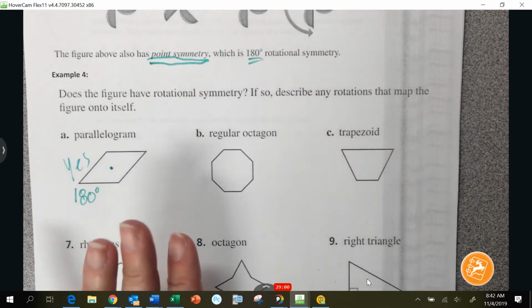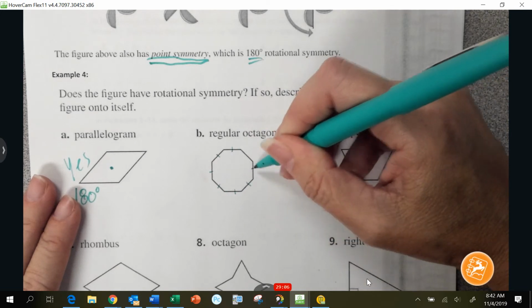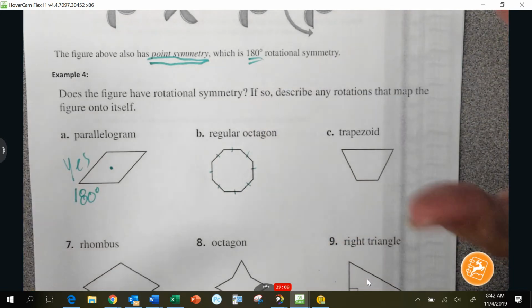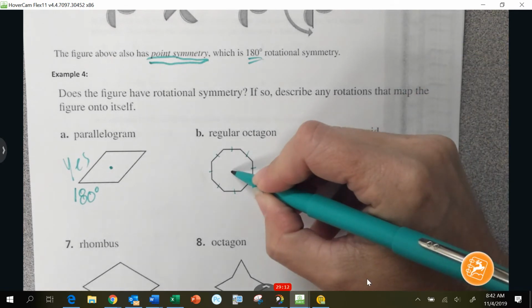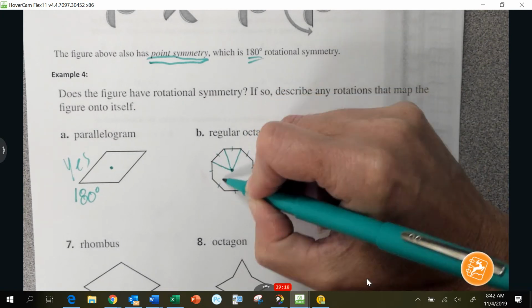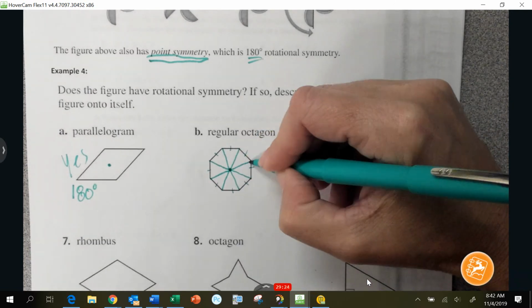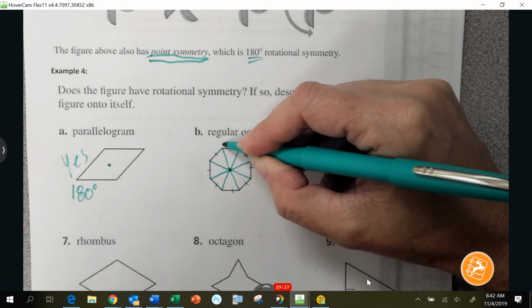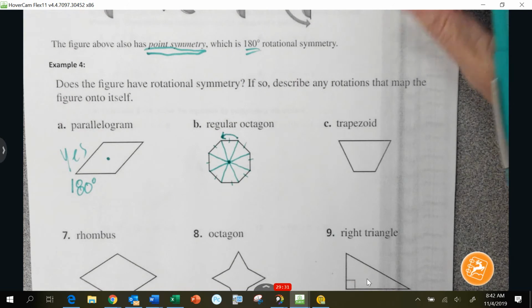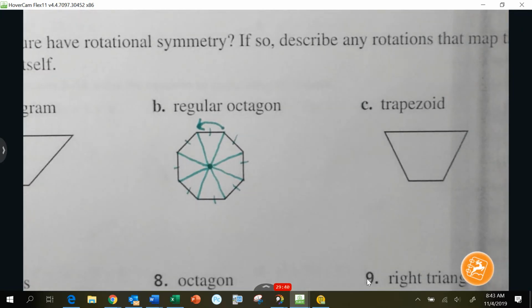How about a regular octagon? Regular means that all 8 sides and all 8 angles are the same. This is like a perfect octagon. So we look at the center of this octagon. I might even look at these diagonals formed from the center to each point to help me. If I rotate this point to here, will the entire octagon map on itself? How many degrees did I just rotate it? 45?